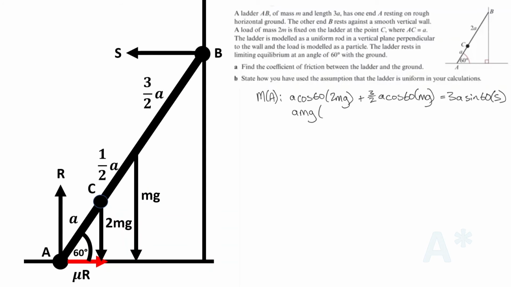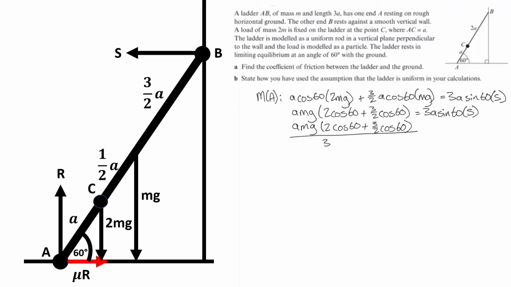We want to rearrange and make S the subject. If we rearrange carefully enough, we'll notice that things will cancel out and simplify, and we'll have something nice to work with. I'm going to start by factorizing and taking out A mg. Then I could tidy up inside the bracket, but I'm happy to write that into my calculator. We're going to divide by 3A sine 60. The A's cancel out immediately. I'm going to keep it in terms of mg, so I've really just got the bracket in the numerator divided by 3 sine 60. So S is going to equal 7 over 6 root 3 mg.